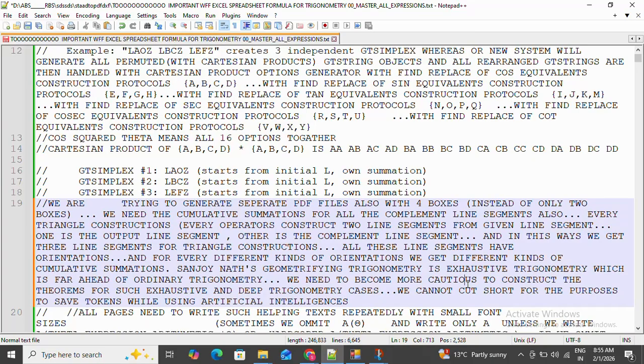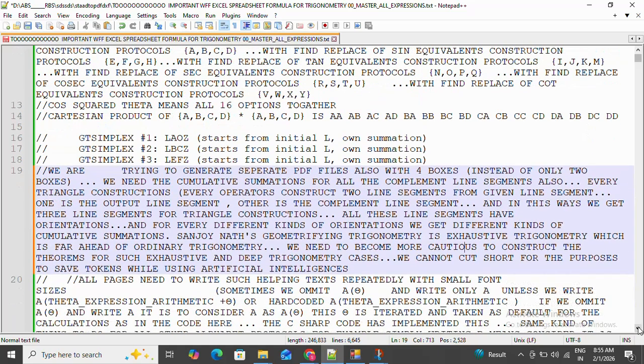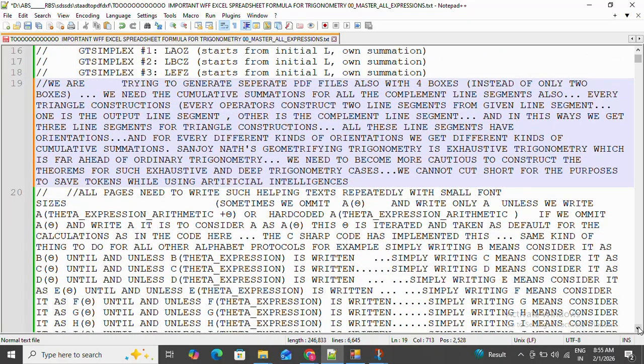and we need to become more cautious to construct the theorems for such exhaustive and deep trigonometry cases, and we cannot cut short for the purpose of saving tokens, which we in the artificial intelligence world are doing right now. So Sanjoy Nath's Geometrifying Trigonometry is not to save the tokens, it is to give you the exhaustive case studies of all kinds of expressions such that you can think about the deeper nature of the theorems and their interrelatedness between the properties of the numbers, the properties of the equations, and the properties of the hidden geometries inside the cases. And all the exhaustive geometries are examined together such that we can understand the nature of the behaviors of every equation, geometrically interacting line segments and what they are going to do.